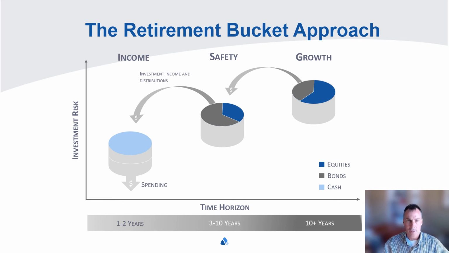By segmenting your money into the 3 different buckets based on your investment time horizon and your specific personal risk tolerance and income needs, you can mitigate, if not eliminate, certain risks and avoid making bad decisions, oftentimes emotional decisions, that could cause you to run out of money in retirement.